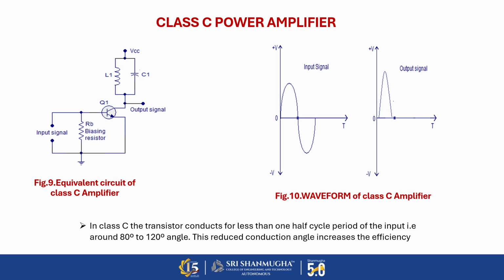In the class C amplifier, the output signal is generated for less than half of the entire cycle. That is around 80 to 120 degrees conduction angle. This reduced conduction angle increases the efficiency. So mainly for increasing the efficiency, we use the class C power amplifier.